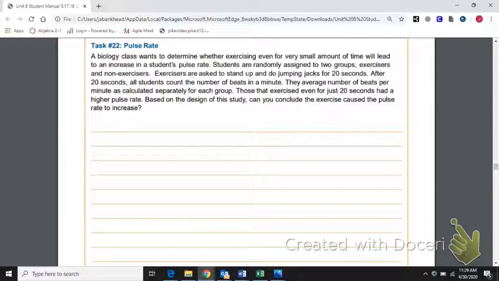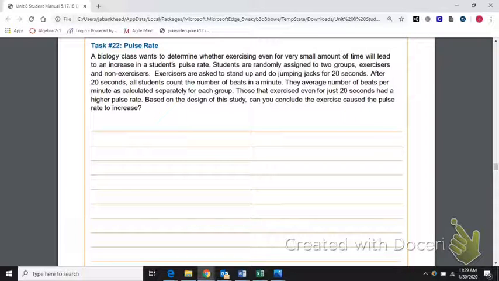We will begin this week continuing our look at correlation and causation and our different types of studies. You may want to go back and review last week's vocabulary before you get started. In today's scenario, we are looking at pulse rates.